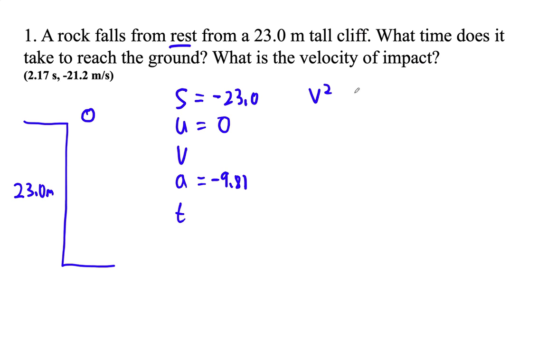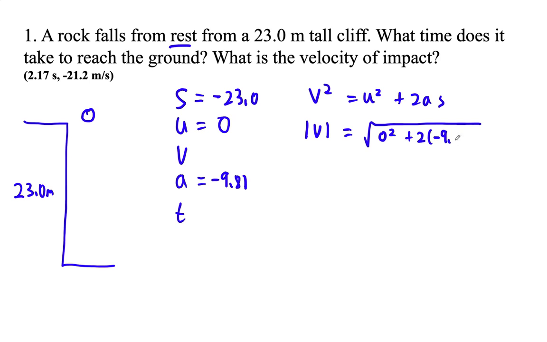So v squared is u squared plus 2as. And so therefore the absolute value of v is the square root of 0 squared plus 2 times negative 9.81 times negative 23. And this is why we can get a real answer for this. If you miss this minus sign, if you miss the fact that the displacement is downward 23, then you've got this, oh, gee, I can't take the square root of a negative number.